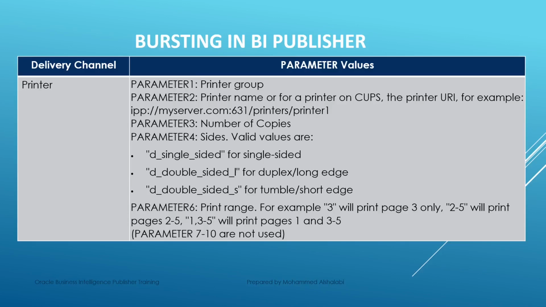Parameter 4 is sides. Valid values are -sides one-sided for single-sided, -sides two-sided-long-edge for double long edge, and -sides two-sided-short-edge for short edge. Parameter 6 is the print range, for example 3 will print page 3 only. Parameters 7 to 10 are not used.